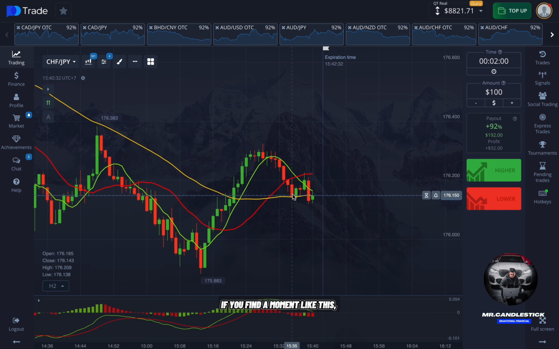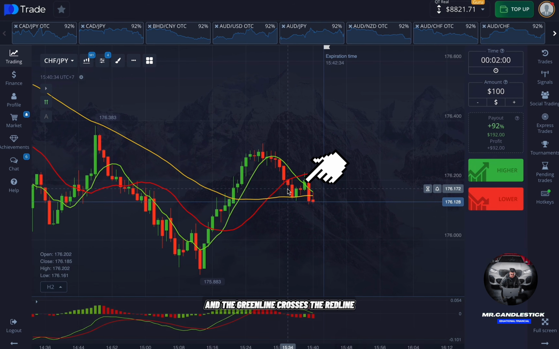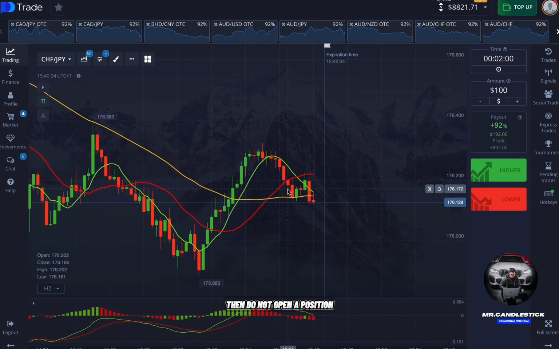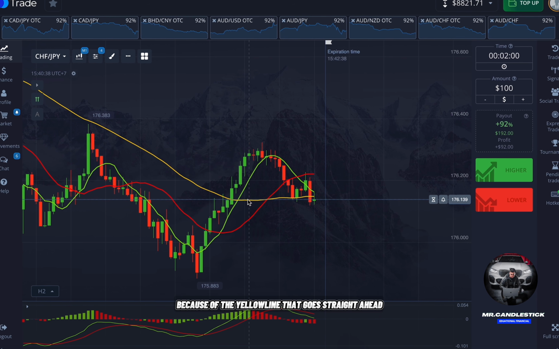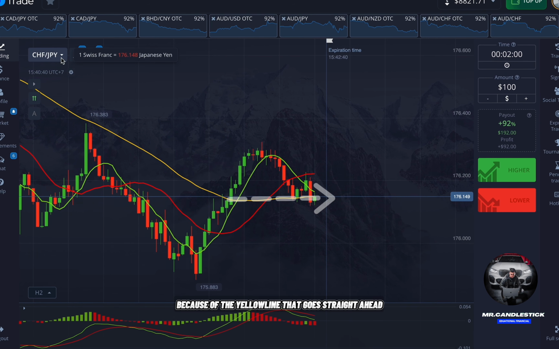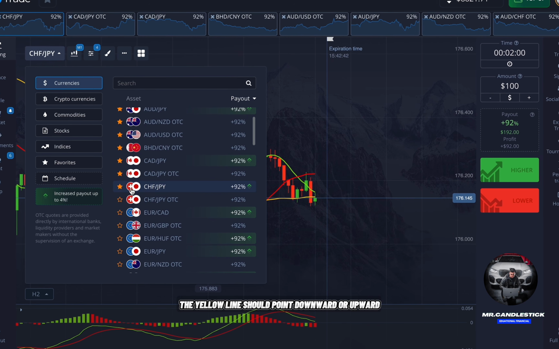If you find a moment like this, where the green line crosses the red line, do not open a position. This is also not a traffic line moment, because of the yellow line that goes straight ahead. The yellow line should point downward or upward.